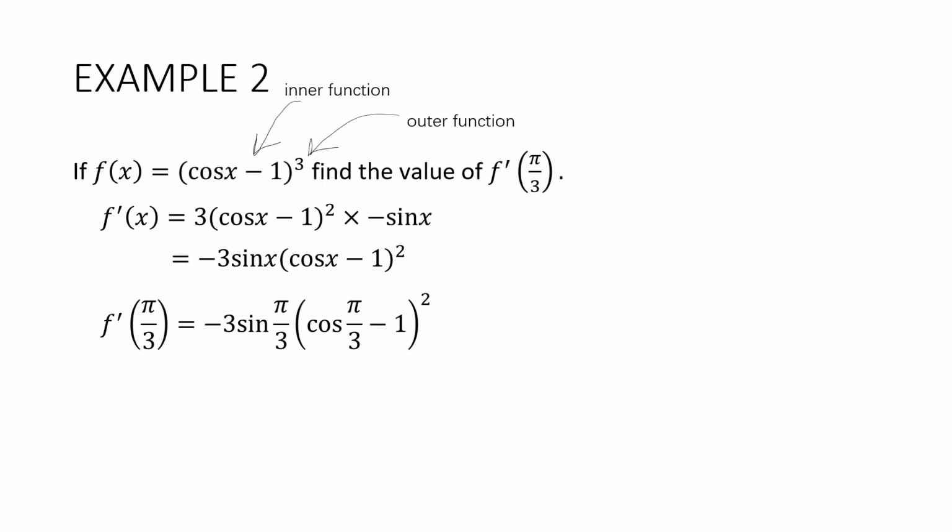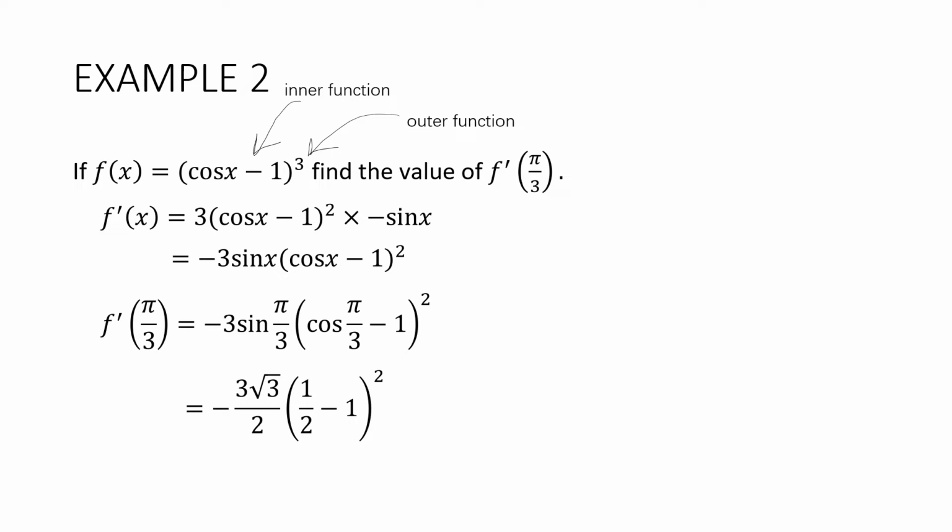Now, if we want to substitute in pi on 3, we're going to get negative 3 sine pi on 3, and then in brackets cos pi on 3 take away 1 all squared. And we're going to need to use our exact values here. Sine pi on 3, remember that's sine 60, so that's root 3 on 2. And cos pi on 3, so that's cos 60, that's a half. A half take away 1 is negative a half.